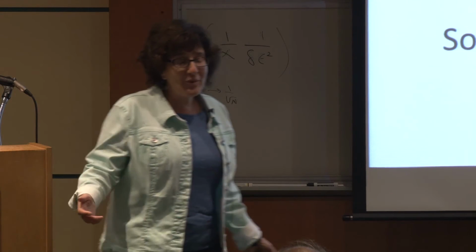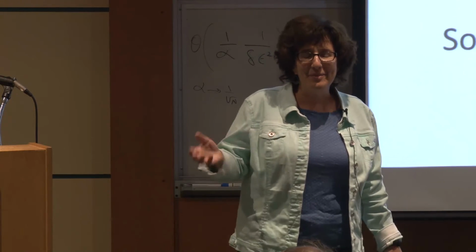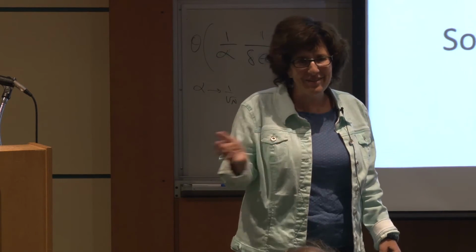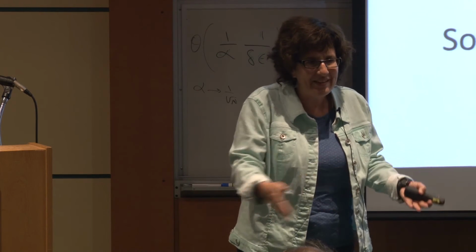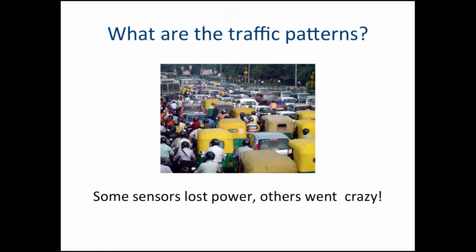So what are some examples of noise? We all can think of examples of why there's noise in our samples. I'm just going to give some examples so that we have something to think of. Maybe we've got a huge sensor network, and some of the sensors lost power and some of them went crazy, but most of them are pretty good. And you're trying to figure out whether the traffic is going up for the day or not.